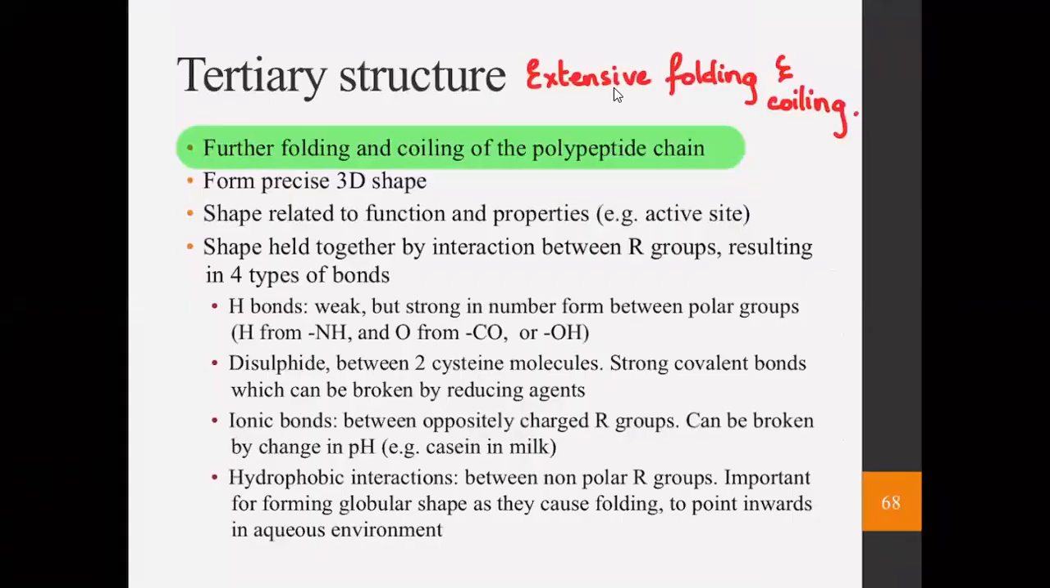Then we move on to the tertiary structure. We will do the tertiary structure also today, and quaternary we will do some other day. Did you say something? Yes, Alia, did you say something? No, miss. Okay, fine.